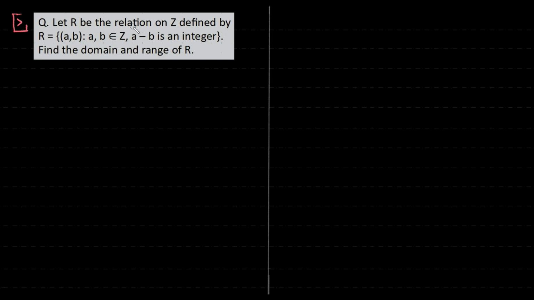Let R be the relation on Z. By the way, this question is an introduction to your next set of questions, the next versions of this question. Before I continue reading it, we would like you to recall what Z is. What does Z mean?